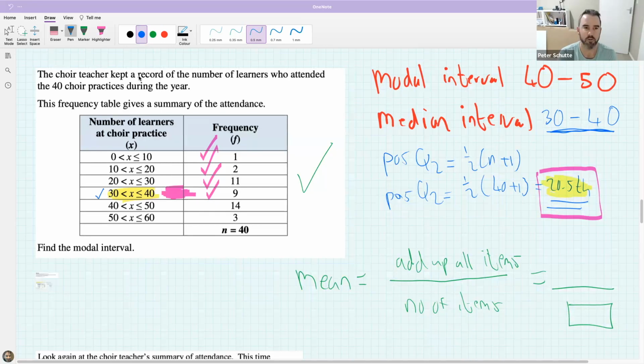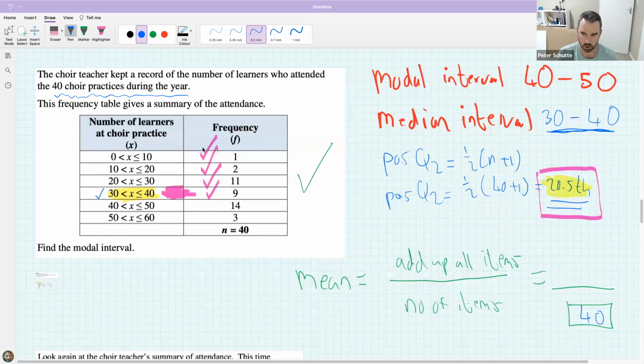Okay, so there are 40 items. There were 40 choir practices during the year. And so the teacher has recorded 40 pieces of data that have gone into this table. So this will be 40. Okay, now, here comes the problem.